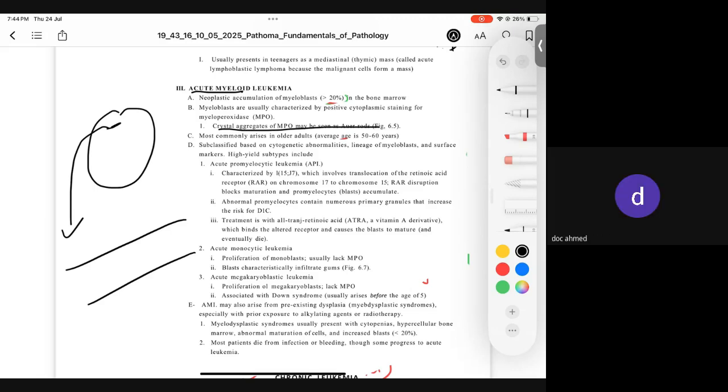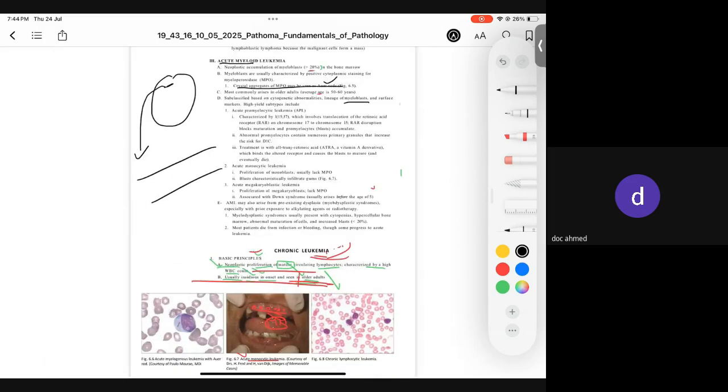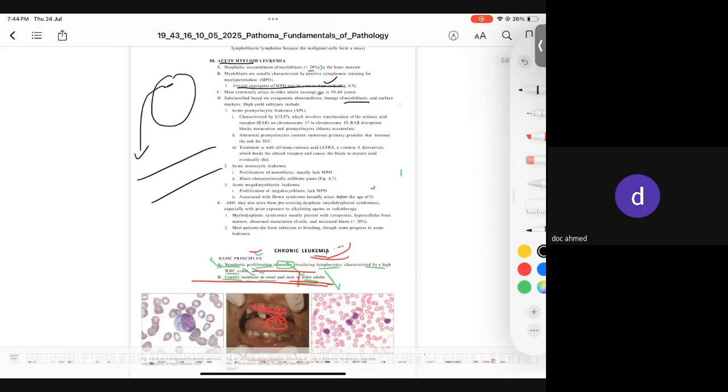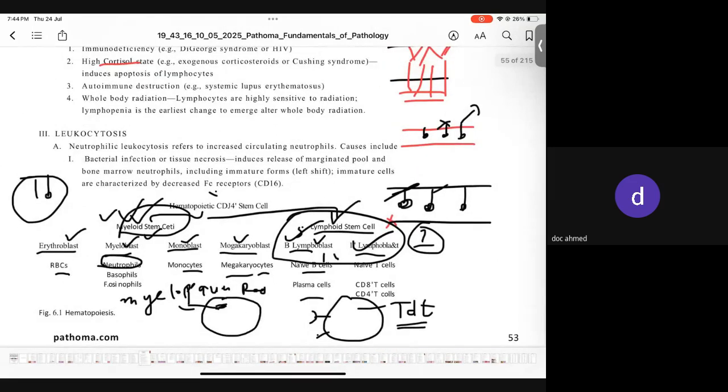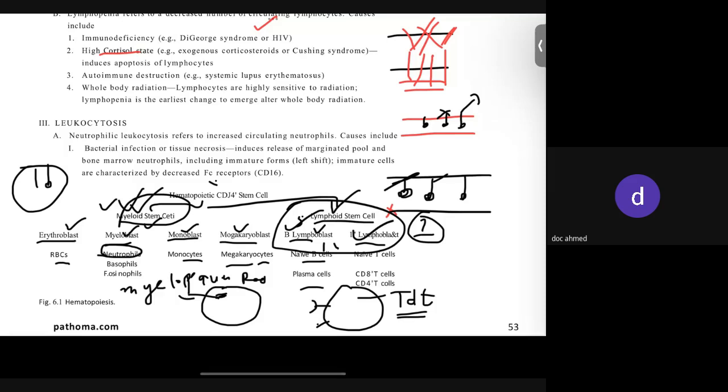Perfect. So we discussed we'll be having MPO. It can be subclassified, you know, based on whether it's from the myeloblast lineage. Okay, so here we discussed if you just found TdT, it can be either B or T. How to differentiate whether it's B or T? Look towards the receptor, the CD markers.